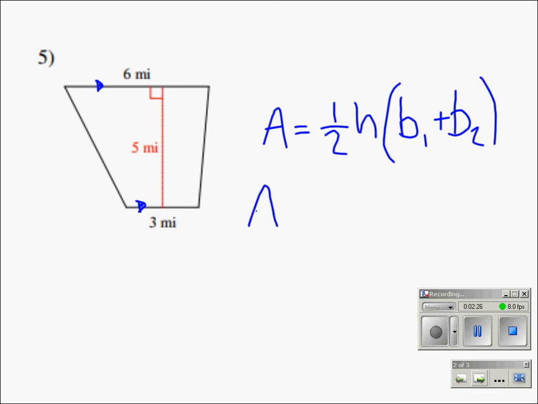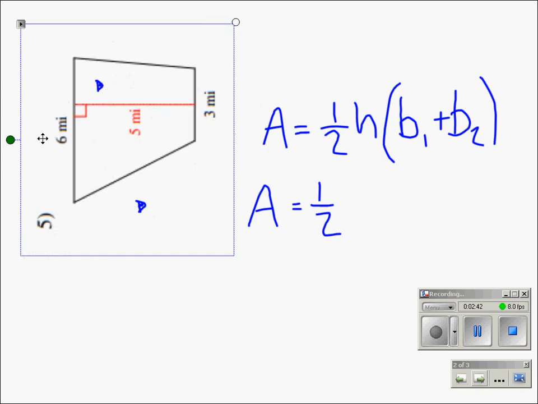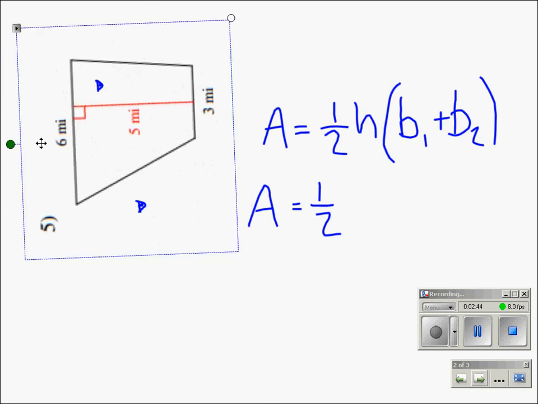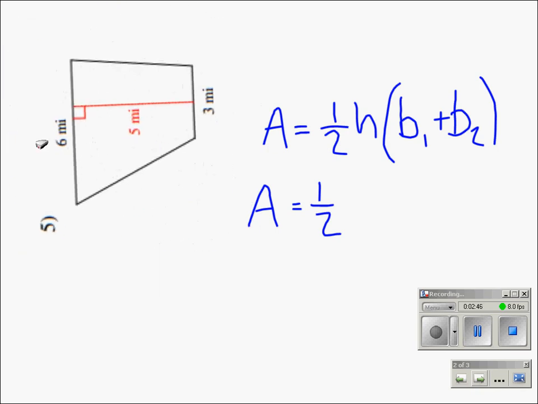Okay, so we have area equals 1/2. The height of the trapezoid is how tall it is, or the distance from base to base. If this was turned on its side, you wouldn't really think of the height the same way. So if it was turned this way, you're still looking at this. This is still your height, the distance from base to base that's parallel. So in this situation, our height is 5. We can turn that back around.